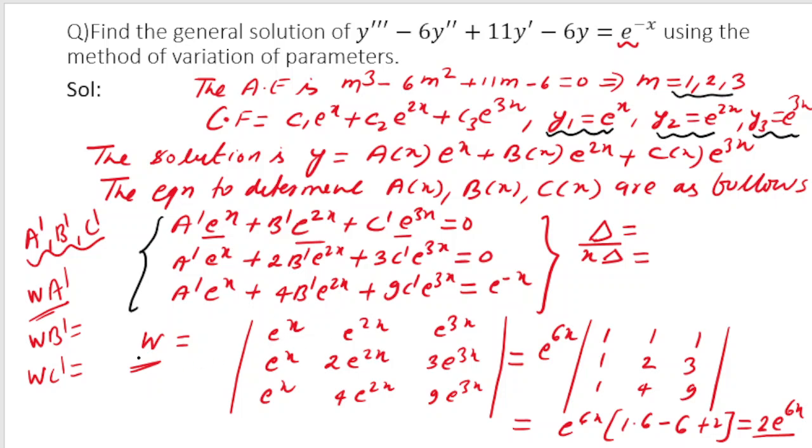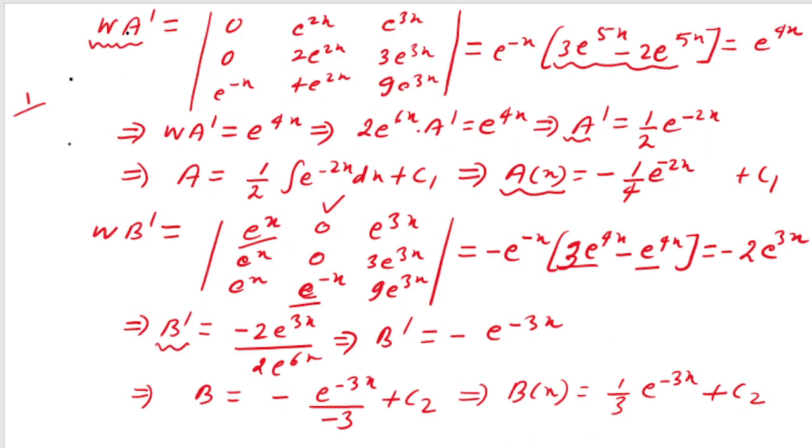So now you get the W value. How do you get W? You write the coefficients of a dash as the first column, coefficients of b dash as the second, coefficients of c dash as the third column, and then you calculate this determinant. Next step, you solve W a dash. How do you get W a dash? Replace the first column by the right hand side, solve this determinant, and then solve it for a dash, and once you solve it for a dash, you integrate it to get the value of a of x.